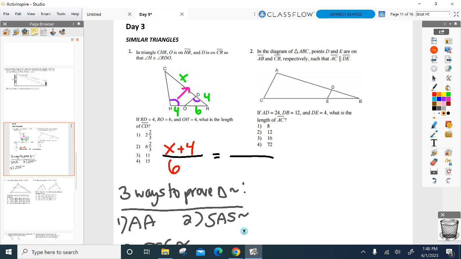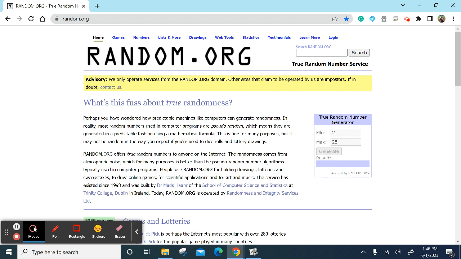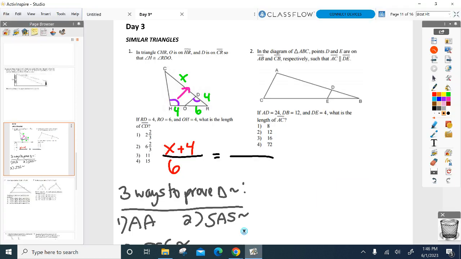All right, I have X plus 4. What's the other side length from the big triangle I know? Full side length, 7, 10. And the 10 would correspond with DR, 4. Look at the congruent angles and look across. Those are the sides that match up. Go ahead, quick cross multiply, and I'll ask somebody what the answer is here.